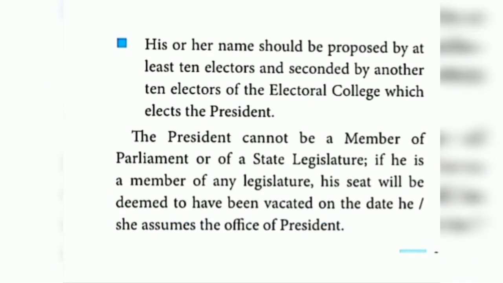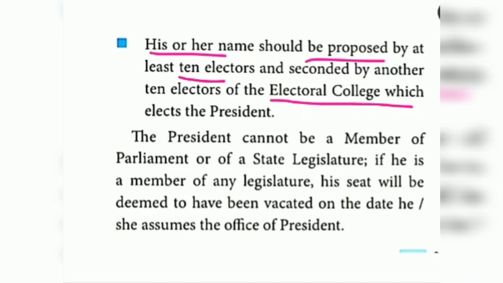Lastly, how is he elected? He is elected by the electoral college members only. The electoral college consists of both houses of Parliament, the Rajya Sabha members as well as the Lok Sabha members. His or her name, the president's name, should be proposed. What is the meaning of proposed? It means put forward by at least 10 electors.